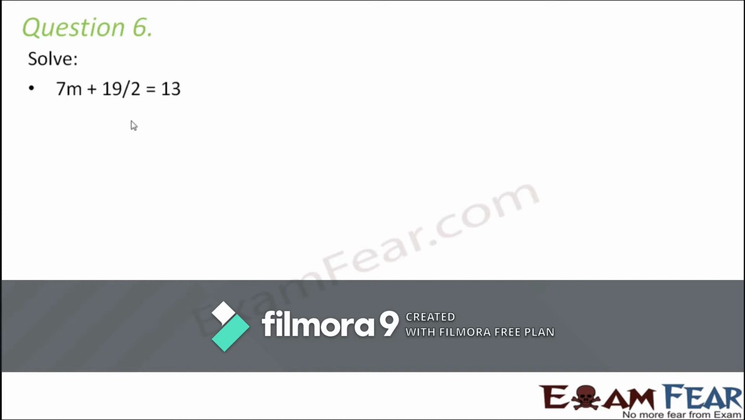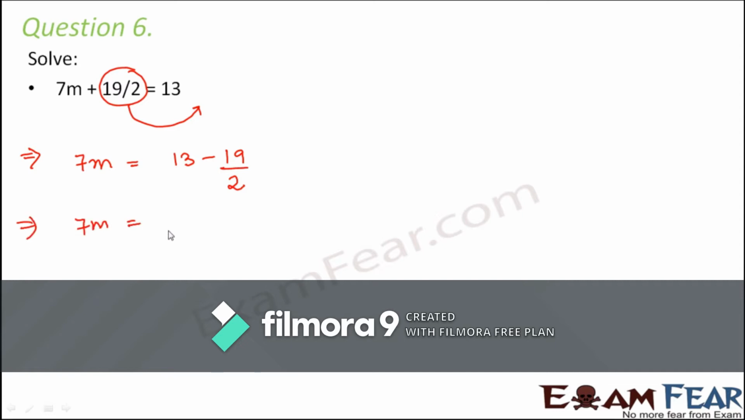Question number 6. Solve 7m plus 19 by 2 is equal to 13. So in this case, we will first shift the constant term, that is 19 by 2. Therefore, this becomes 7m is equal to 13 minus 19 by 2. So let us solve right hand side. So here we will take LCM, which would be 2. So 13 into 2 minus 19. So this is how we had learned subtraction of fractions, right? So we already know this.